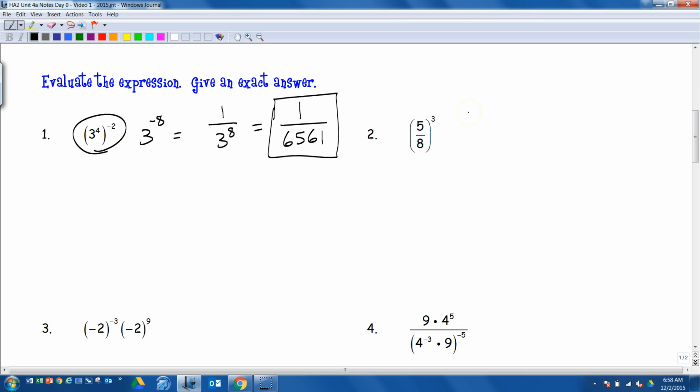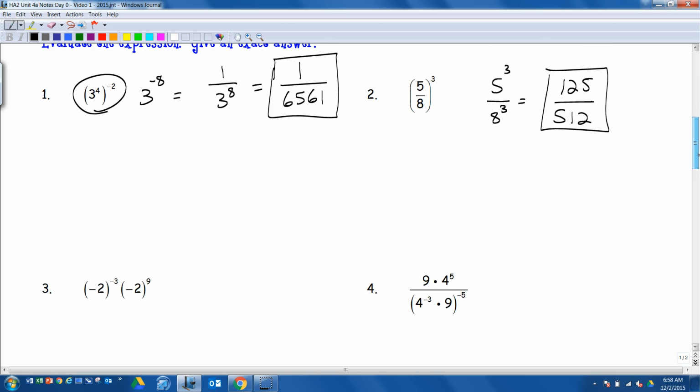Okay. This one here, we distribute, well, we raise both pieces to the power of 3. And then you just do that. That's 125 over 512. And I think that does not simplify. No, it can't.